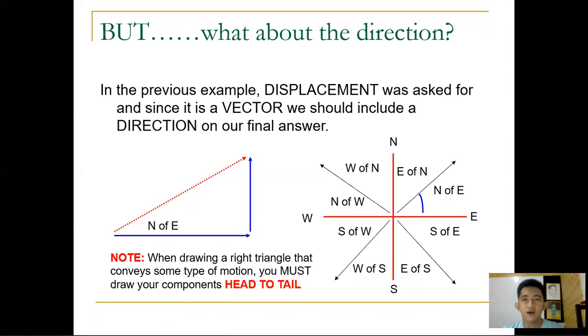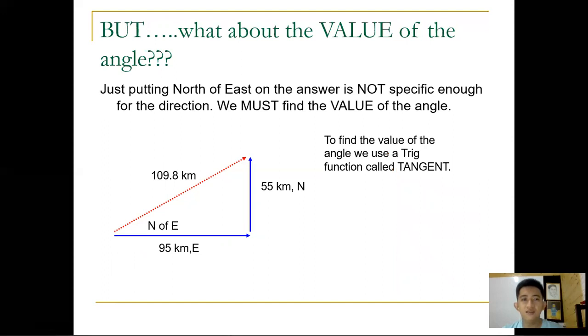So here, our relative angle is between north and east. So we are going to call it northeast. To find the value of the angle, we are not able to have the exact value yet, but to identify this, we need to use the trigonometric function tangent.